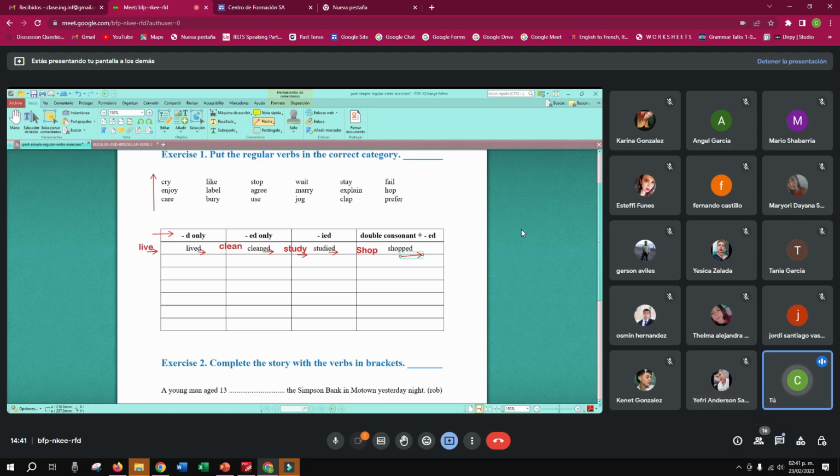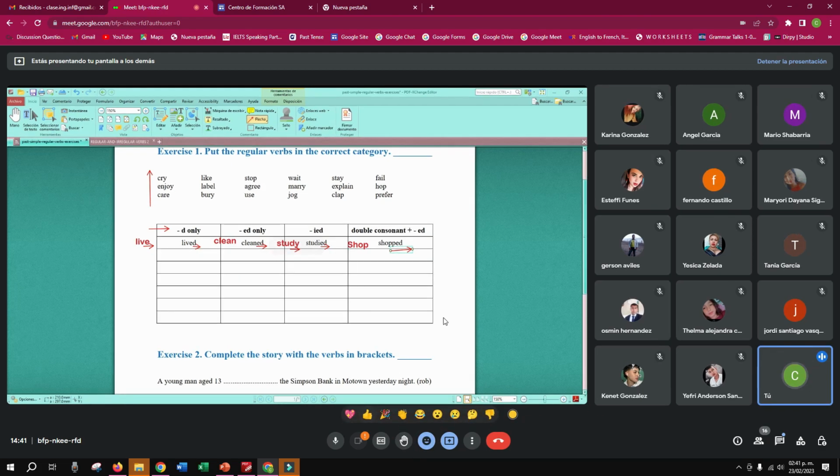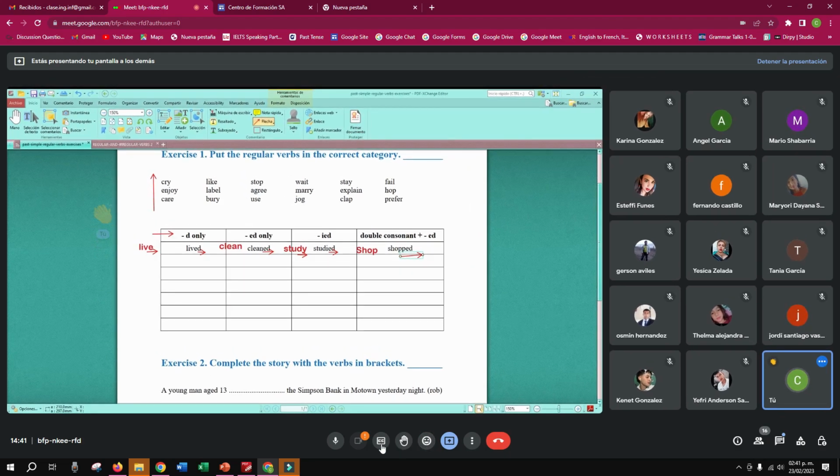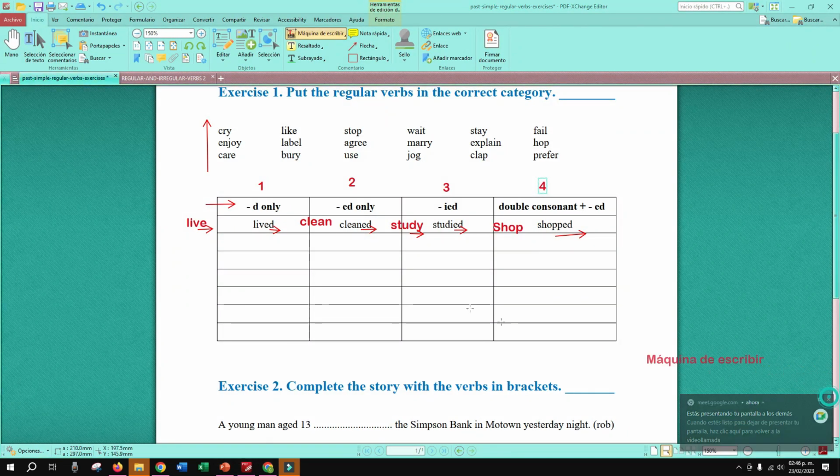You're going to have around 4 minutes for you to work on them. Remember, if you have questions, just raise your hand and I will help you, okay? So, 4 minutes for you to work on those verbs. You must classify them, okay? So, 4 minutes. Work on them. Work. Okay, guys, let's check them, okay?